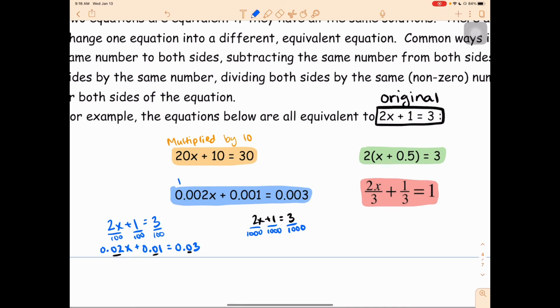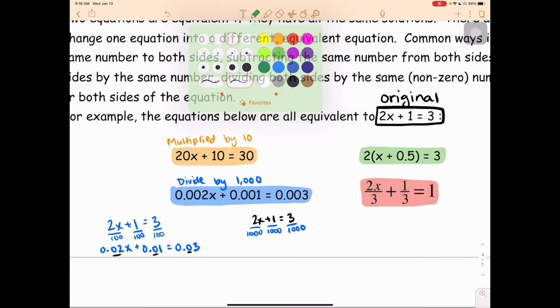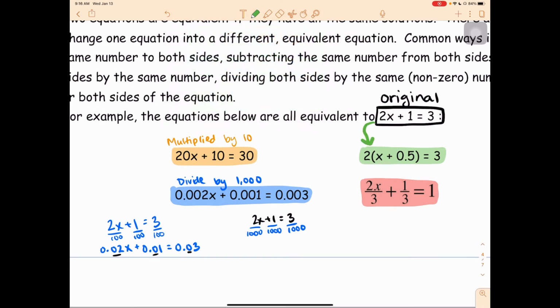So this one, we divided by 1,000. You could have also multiplied by 0.001 and you would have gotten the same answer there. All right, so now to go from the original to this one. This one tripped students up because they only did something to the left-hand side, but what they did was not necessary to be done to the entire equation.